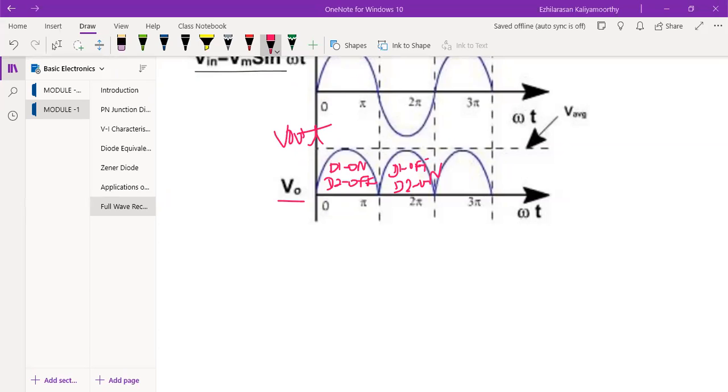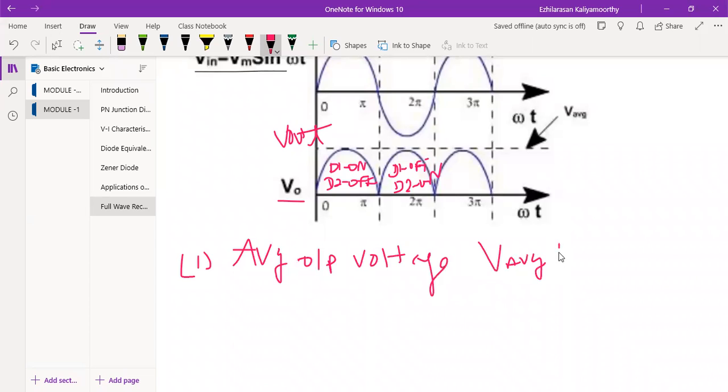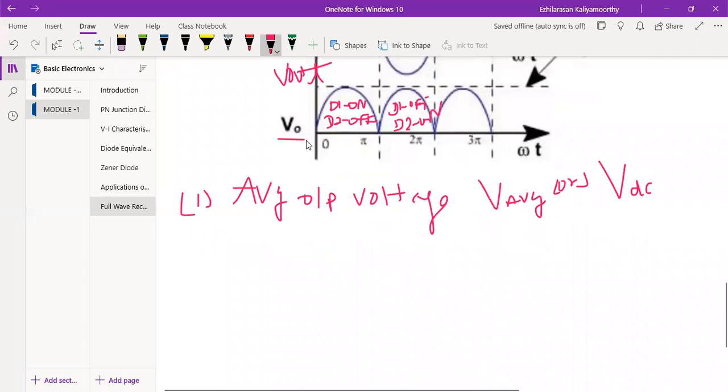So those things we need to calculate here also. First, let us calculate the average output voltage. The average output voltage will be denoted as V average or VDC, anything we can say. For this, I need to write the generalized expression here.